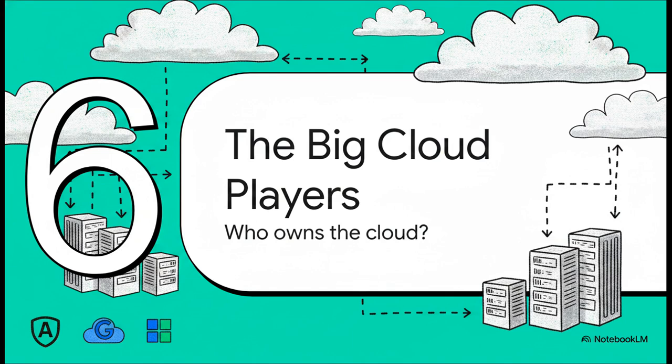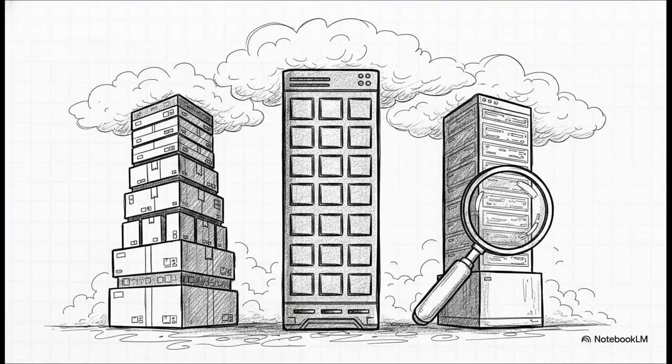Almost at the finish line. Section 6, the big cloud players. So, who actually owns and operates these massive architectures? While there are plenty of providers out there, a few absolute titans dominate the public cloud space, and they're the ones making enterprise-level computing accessible to everyone. First up is Amazon Web Services, or AWS. They are the massive pioneer in this space, offering a highly scalable, extremely robust suite of services ranging from database storage all the way to global content delivery.